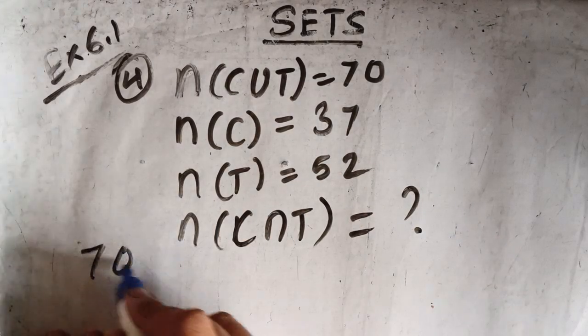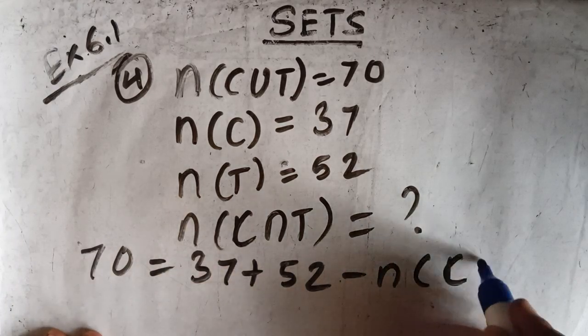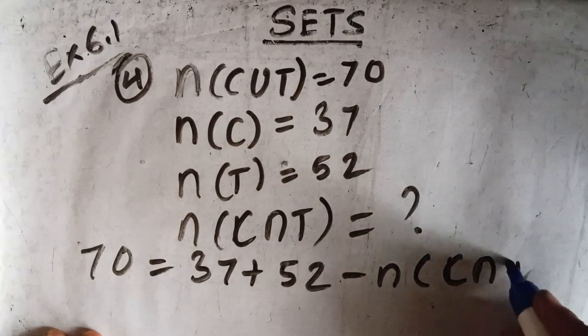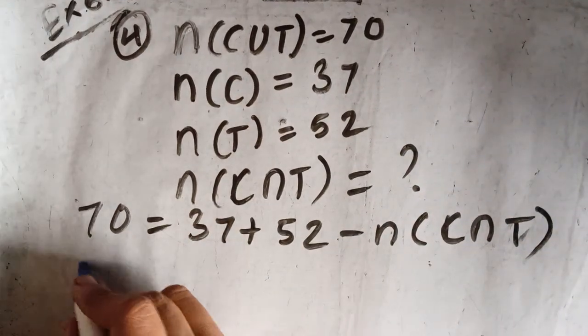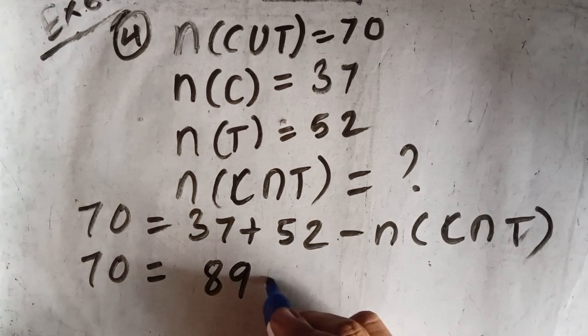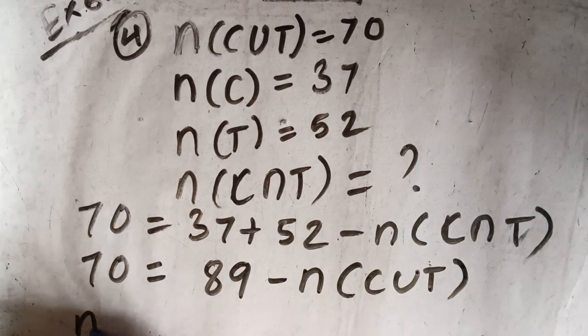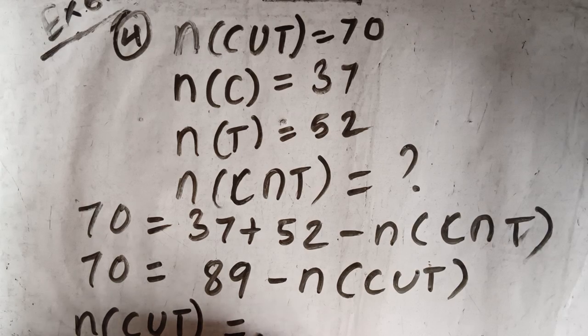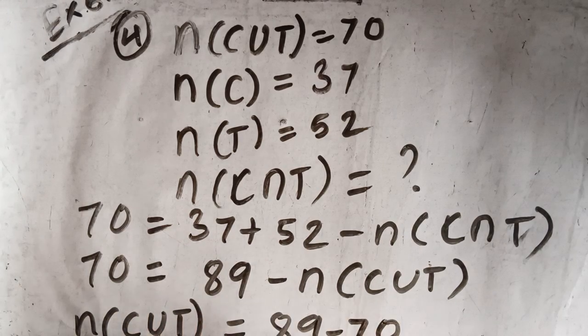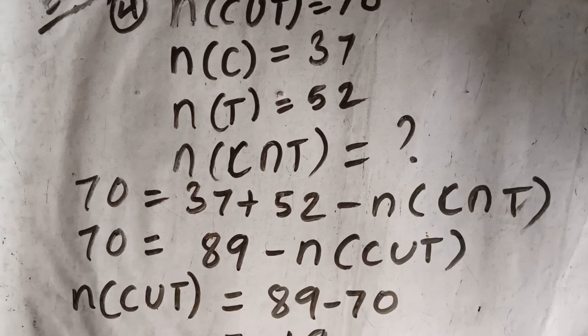The same way you have to solve: 70 equals 37 plus 52 minus the intersection. So 89 minus 70 is 19. Okay, next question.